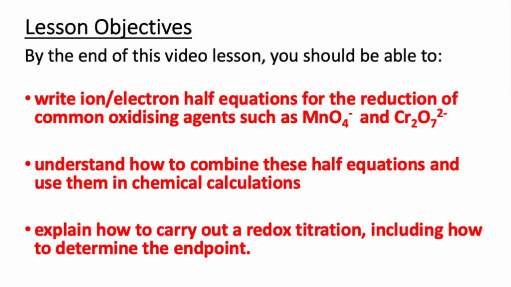So that concludes this video lesson. So after watching this video, you should now be able to write ion electron half equations for the reduction of common oxidizing agents such as MnO4 1- and Cr2O7 2-. You should be able to understand how to combine these half equations and use them in chemical calculations. Finally, you should be able to explain how to carry out a redox titration, including how to determine the endpoint.